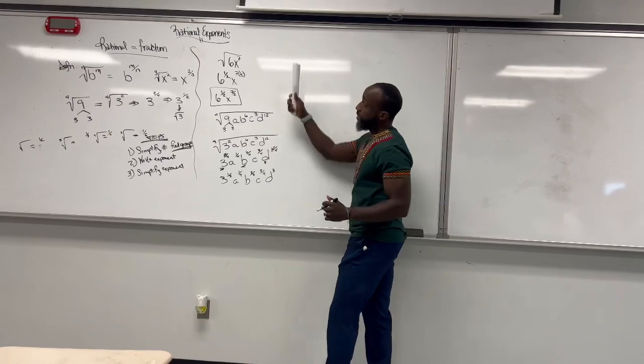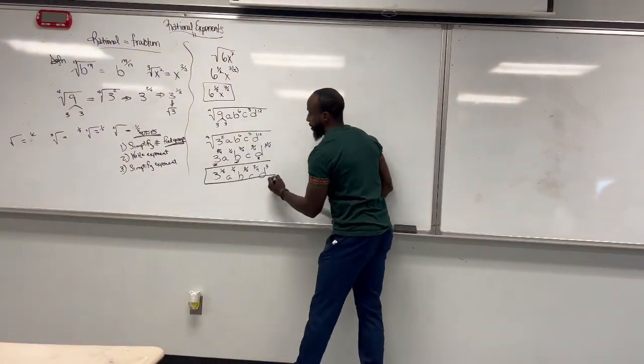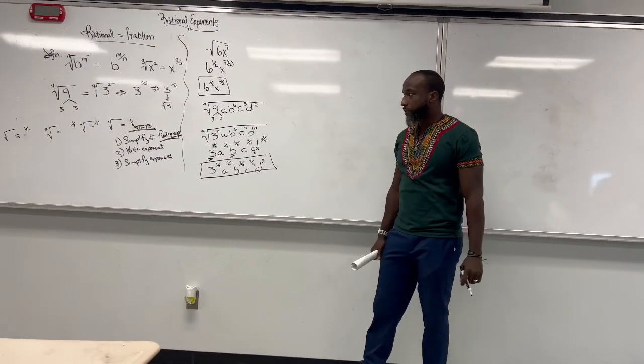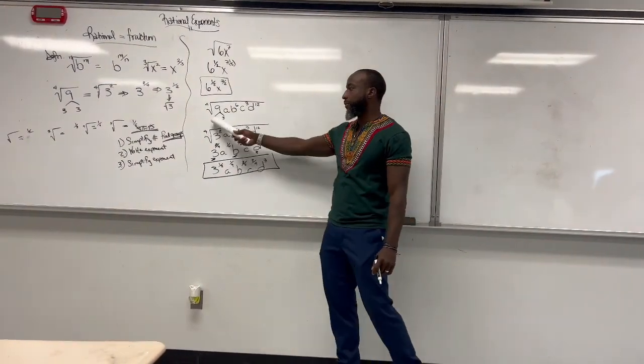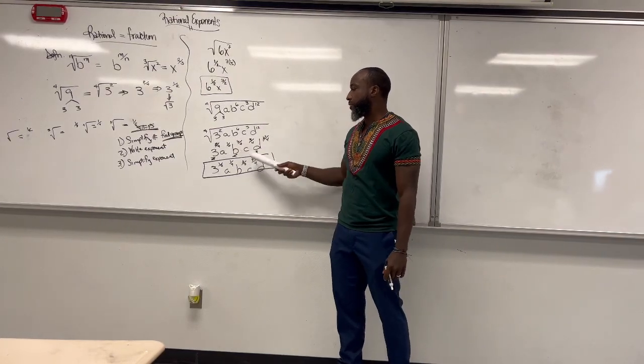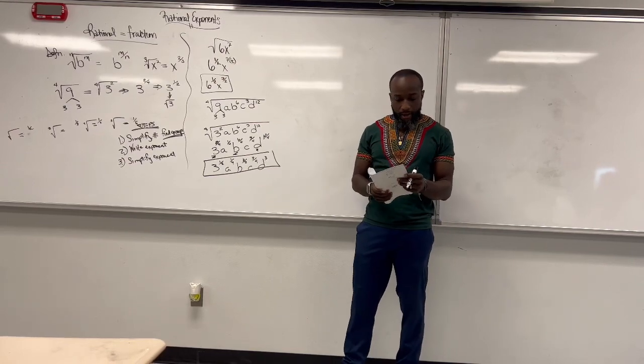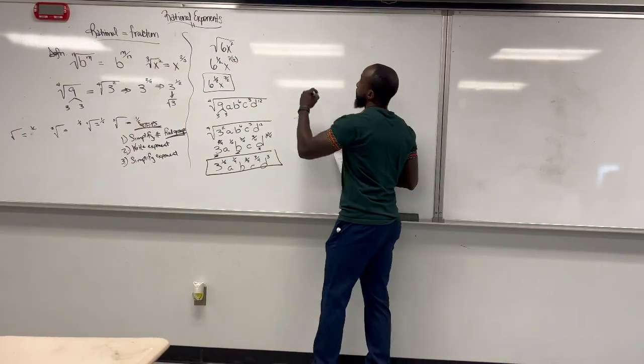There we go. So this is in rational exponent form, right? That's it. So we simplified the number, we wrote out the exponent, then we simplified the exponent, right? That's your steps, okay? Now let's go to simplest radical form, right?